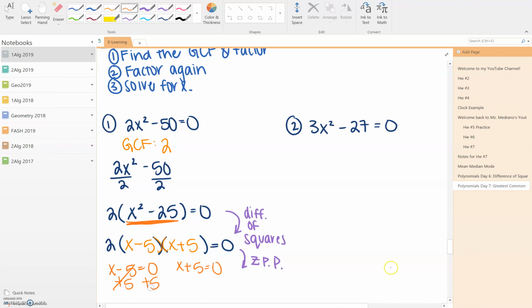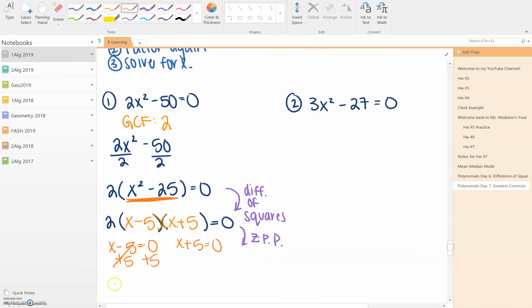Add 5 to both sides here. And I'm left with x equals 5. And then over here, I'm going to subtract 5 on both sides. So I end up with x equals negative 5. So those are my solutions for x.